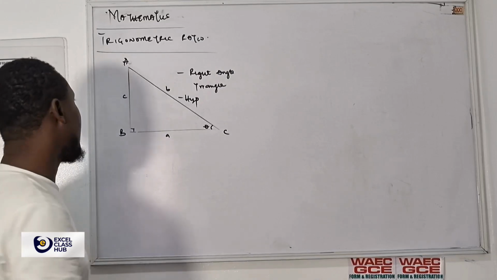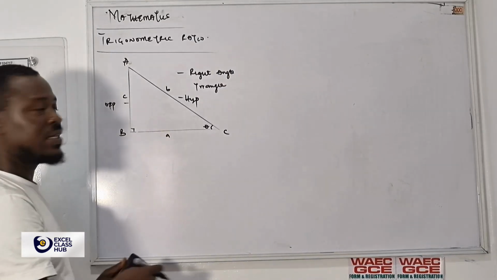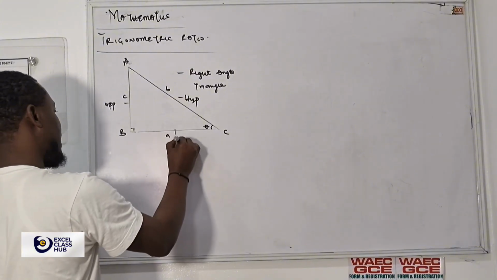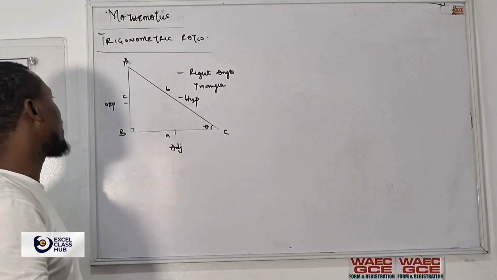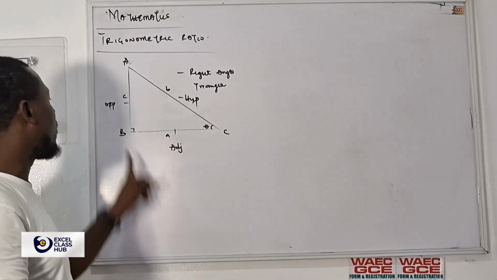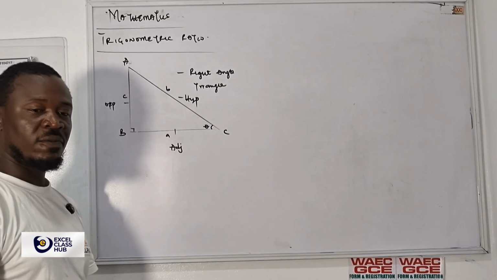The hypotenuse. This side there is called the opposite, and this side there is called the adjacent. So the longest side is called the hypotenuse, this one is called the opposite, and this one is called the adjacent. So let's move.